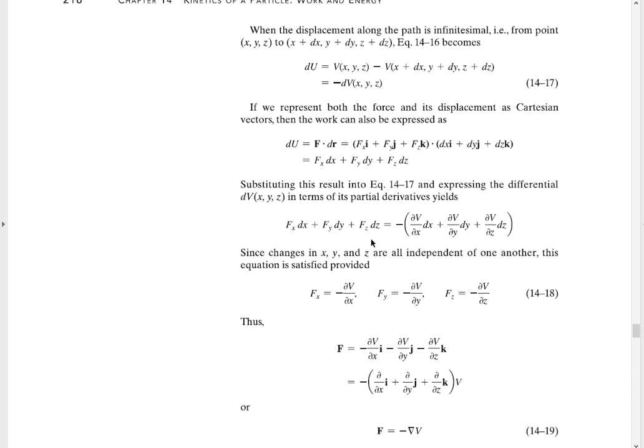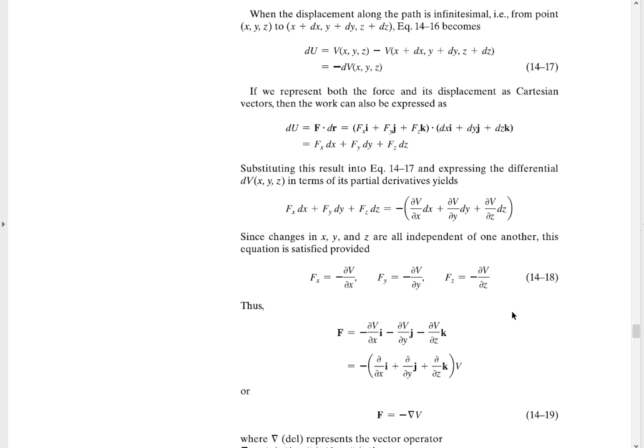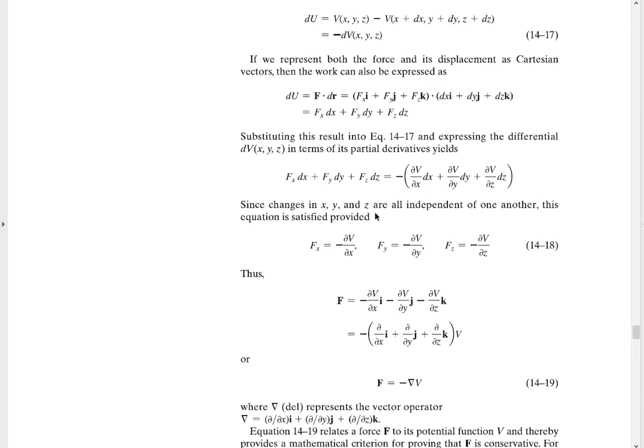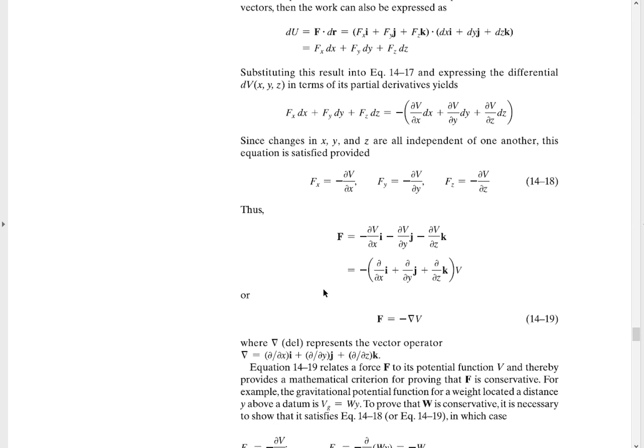And in order for this to hold, we need to equate terms. So this has to be this part, Fy has to be this part, Fz has to be this part. Okay. And it says the change in x, y, and z are independent of each other only if we have these three equations holding.